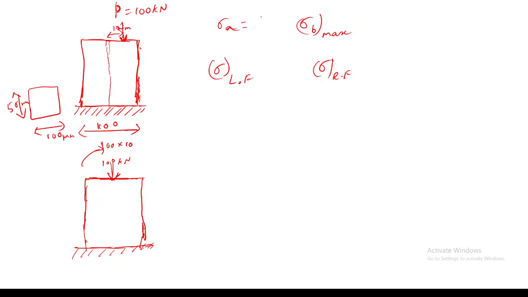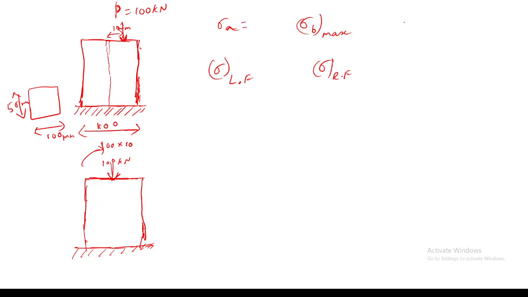This representation means dynamically equivalent system? Yes, this representation is not a dynamically equivalent system, it is a statically equivalent system. Okay, so here we are dealing only with statics, right? Okay, sir. So can you say what is the value of the sigma axial stress alone?